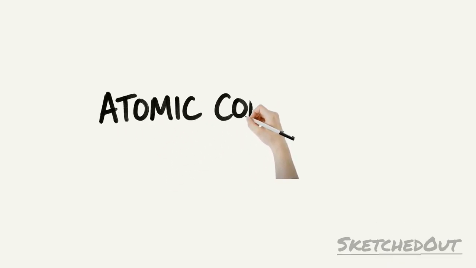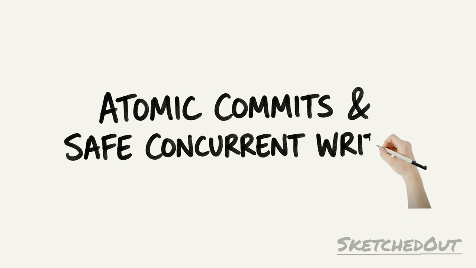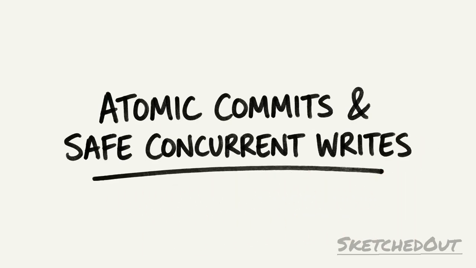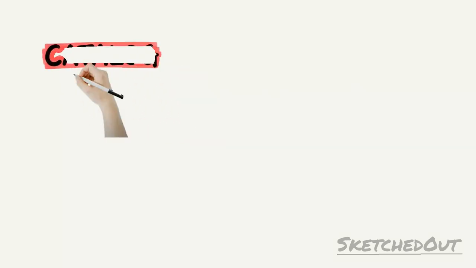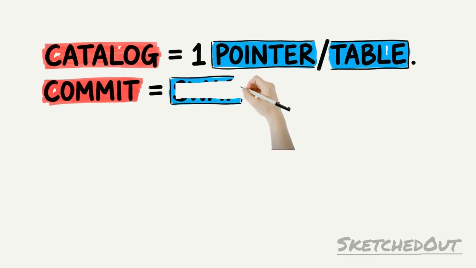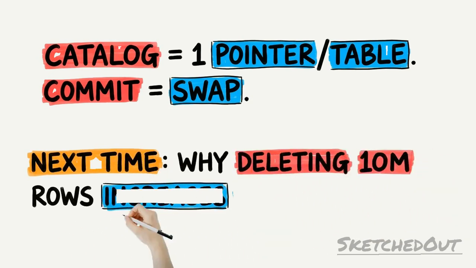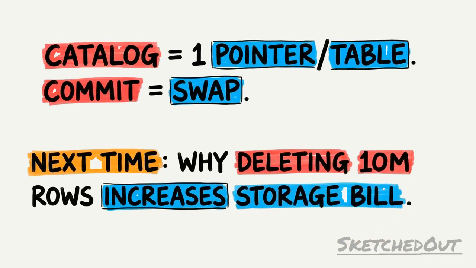So, one pointer, held by a catalog, changed by a conditional swap, only one writer can win. That single mechanism gives atomic commits, safe concurrent writes, and somewhere to keep schema and partitioning as versioned facts, rather than conventions everyone must remember. A closing strip: catalog equals one pointer per table, commit equals conditional swap, schema equals permanent column IDs, partitioning equals the table's job. Next time, you delete 10 million rows from this table and your storage bill goes up. That's not a bug, and understanding why explains almost everything else Iceberg can do.